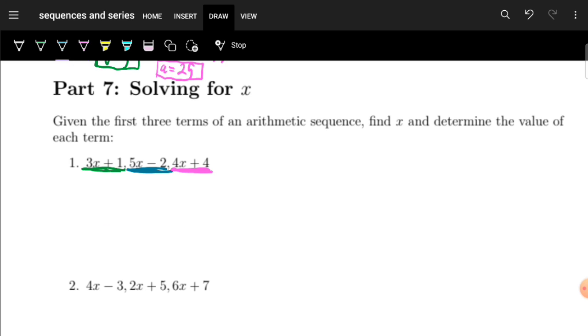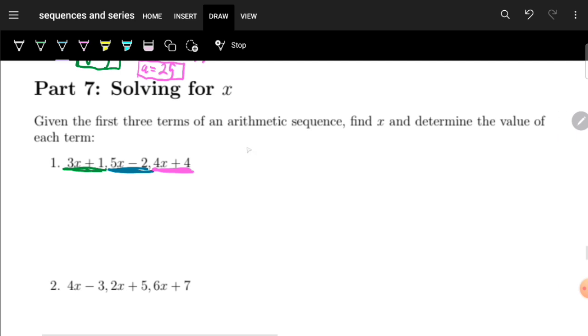So here's an expression that I'm going to write out. I know 5x minus 2 subtracted from 3x plus 1. This has to be equal to, and let's see, what color are we on? Pink. 4x plus 4. Let me fix the 4. Minus 5x minus 2. Okay, so let's briefly go over this again.